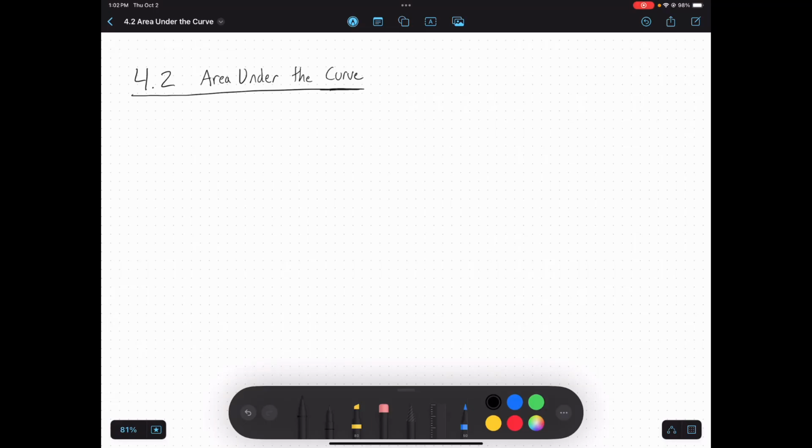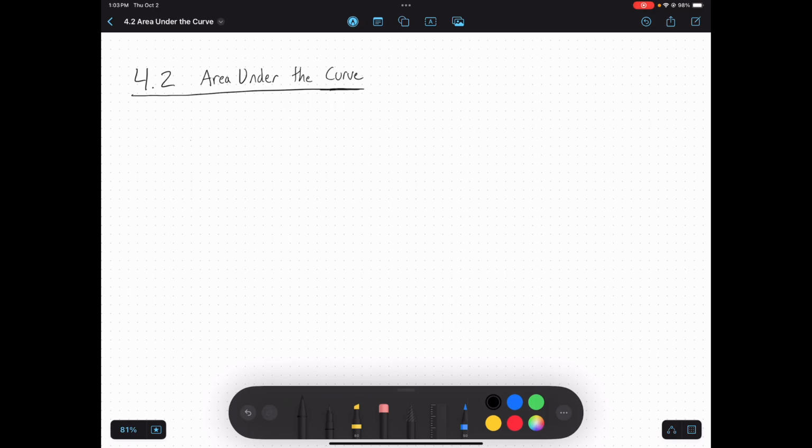Hello everyone. In this video, we're going to be talking about finding area under a curve. And you might be wondering, what does this have to do with what we talked about in the previous video, which was antiderivatives? And the answer to that question is, you'll see. But for now, this is going to seem pretty unrelated.